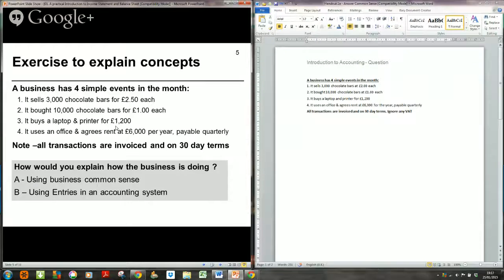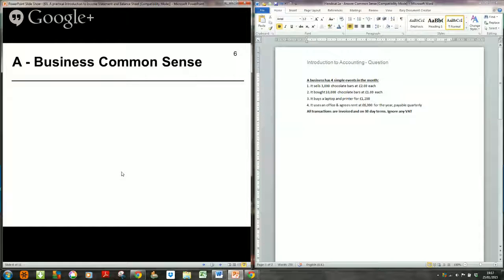So 2 things: how would you explain how the business is doing? A, using some business common sense, and B, actually looking at the entries in an accounting system. If we look at the 2 of those together, then hopefully you get a solid foundation in terms of how the 2 differ. So firstly, using business common sense.